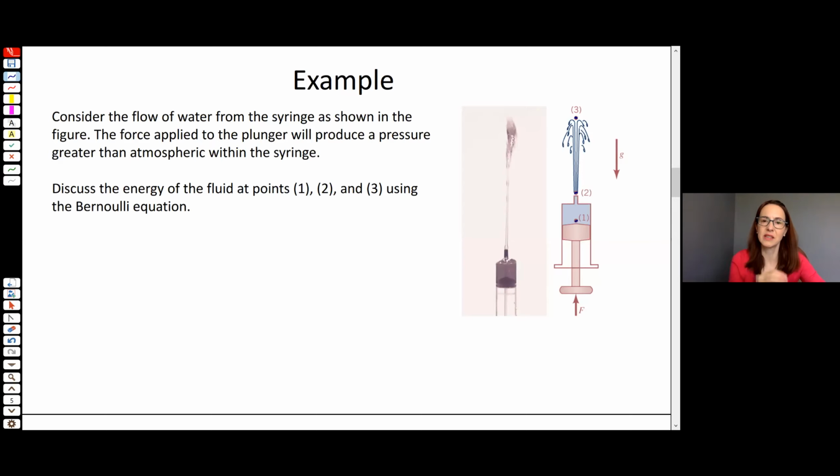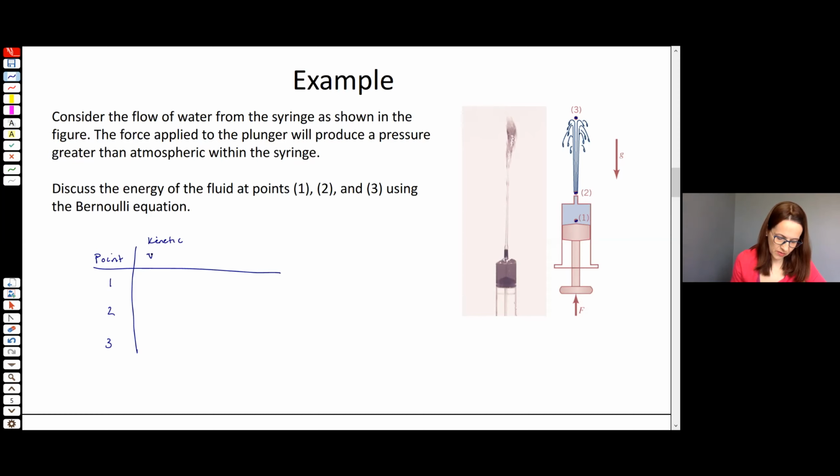So if we think about the different kinds of energy, kinetic energy, potential energy, so-called pressure energy, we can see how it varies along points one, two, and three. So let's just make a little table, and look at the different types of energy. Here, second column, we've got kinetic energy, the V squared over two term, and then third column, potential energy, which is our gz term. And then final column, we've got pressure. It's not an energy, but it's a term of the Bernoulli equation, so we'll write it down.